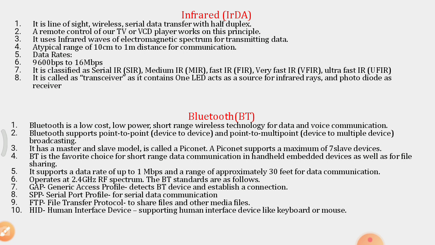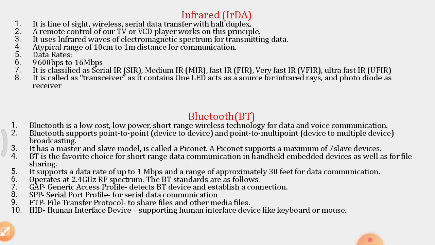Bluetooth is a favorite choice for short range data communication in handheld embedded devices as well as for file sharing. The data rate is up to 1 Mbps with a distance of 30 feet, with the operating frequency of the 2.4 GHz RF spectrum.